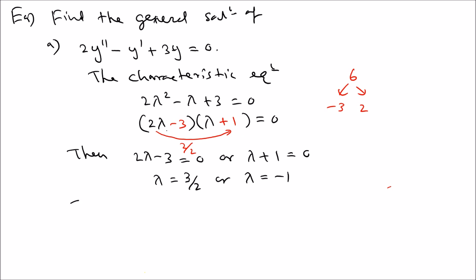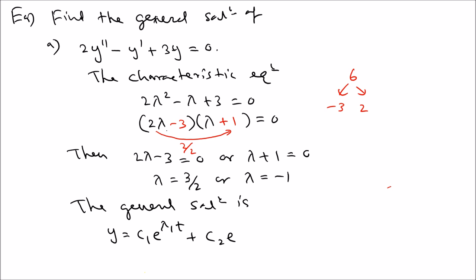So the general solution is given by, according to theory, y equals c1 e to the lambda 1 t plus c2 e to the lambda 2 t. So let's plug in the two values. So it is c1 e, I normally put the smaller one first, it's negative 1, so negative t, plus c2 e to the larger one, 3/2 t. So that is the general solution of the differential equation. Very simple. So let's look at one from the other type.